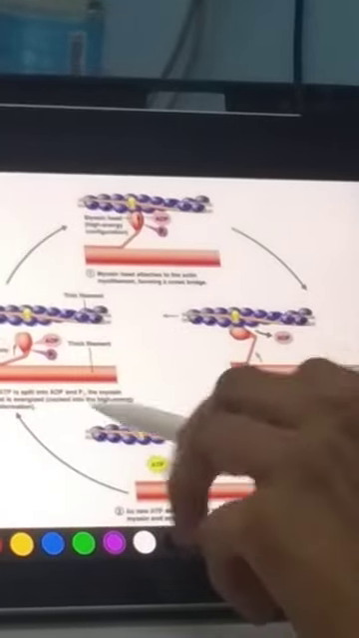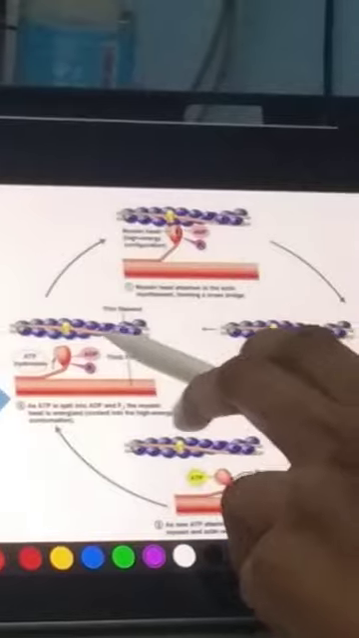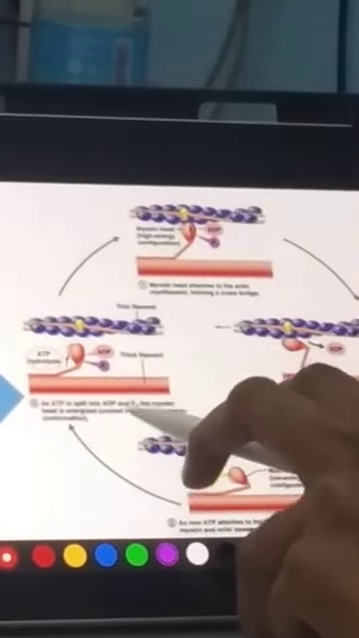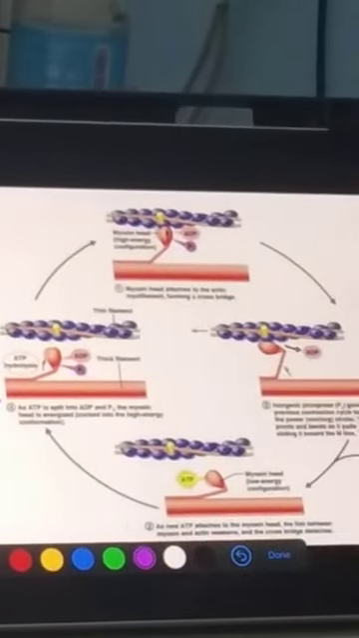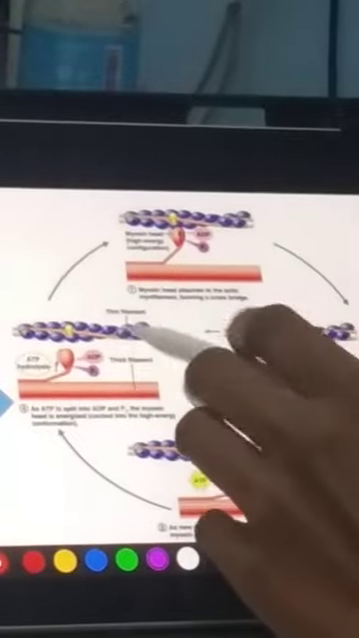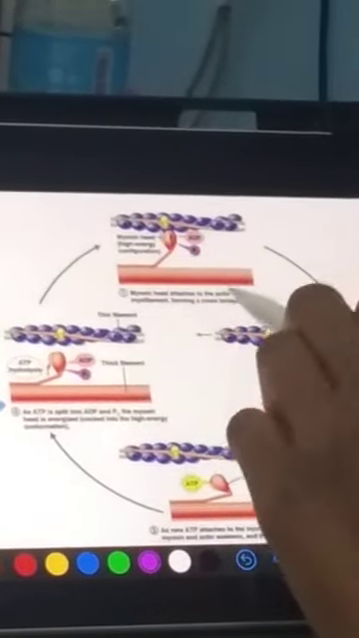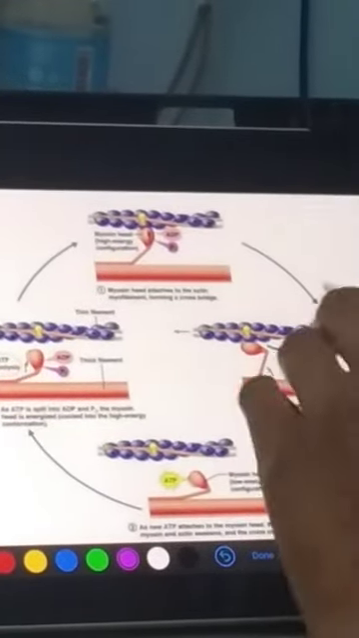After that, there will be ATP hydrolysis, releasing the ADP and phosphate. As the ATP is split into ADP and phosphate, the myosin head is energized, so it has energy. Then it will be cocked into a high energy conformation, preparing itself for contraction. Then this myosin head attaches to the actin filament, forming a cross bridge. This is what we call the cross bridge.